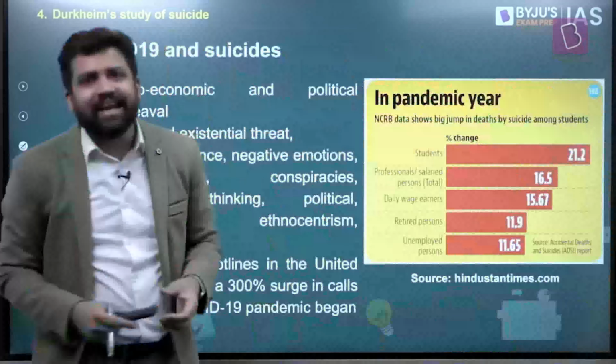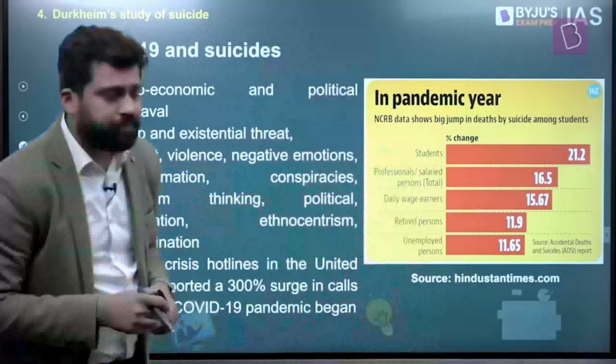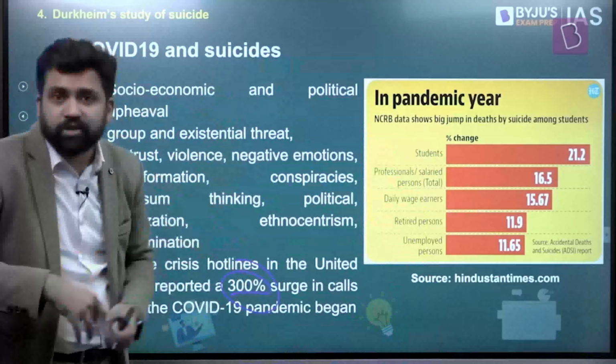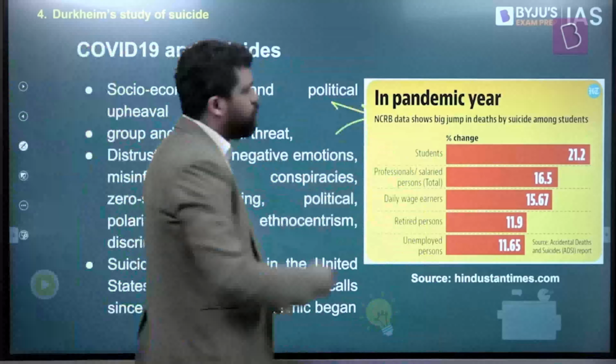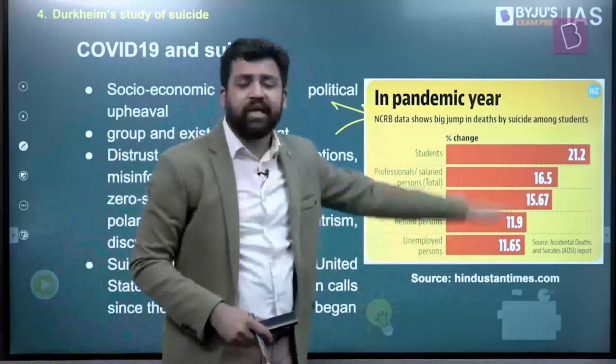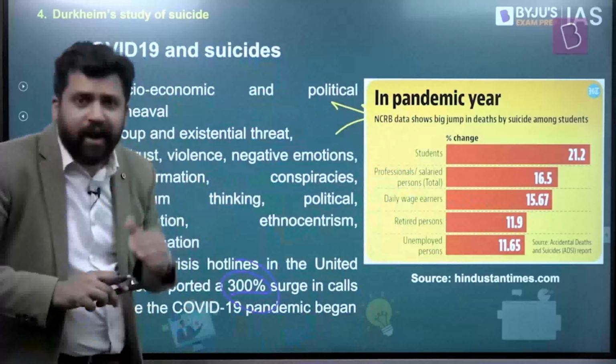Now, how are all these things linked with COVID-19? Right? During the pandemic, there was an increase in the number of suicides. In the US, the suicide helplines reported a 300% increase in the number of calls. In India also, this is National Crime Records Bureau data, a massive increase in the number of suicides was reported among students, among professional persons, among unemployed persons, everyone. So, how can we understand these suicides using the GANS framework? That is what we are going to attempt now.